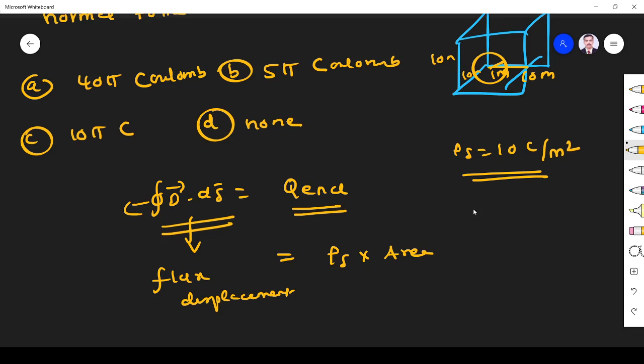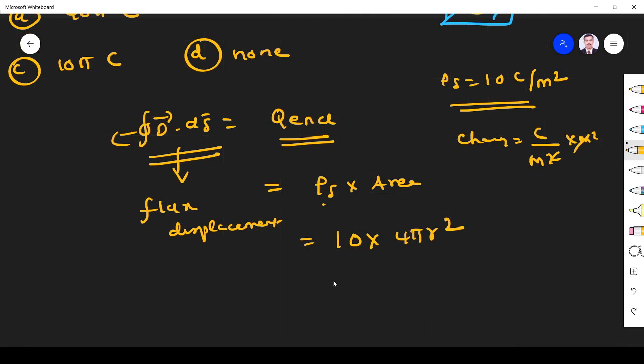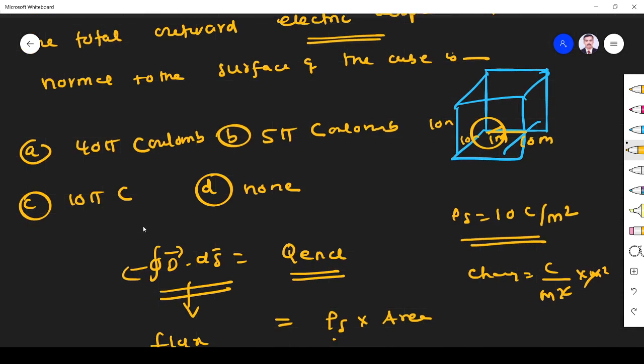What is Q? Q is charge. Charge is equal to rho s, which is charge per meter square, into the area in meter square. Charge density they have given is 10. Area is, it is a sphere. Sphere surface area is 4 pi r square. But the radius of the sphere is 1. So 10 into 4 pi, 40 pi coulombs. So the answer is option A.